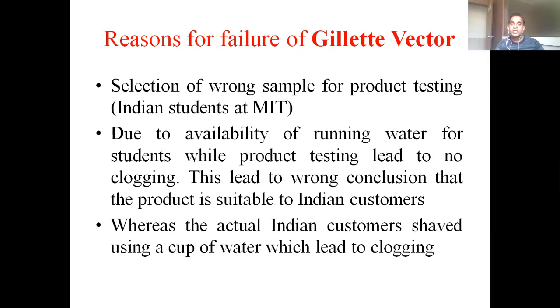Selection of the wrong sample, and due to the selection of the wrong sample, that is the third point. Fourth point is availability of running water at the product testing site in MIT, America. So you go on writing the headings or bullet points, and each one has to be explained. Each one of them is a reason for the failure of Gillette Vector.